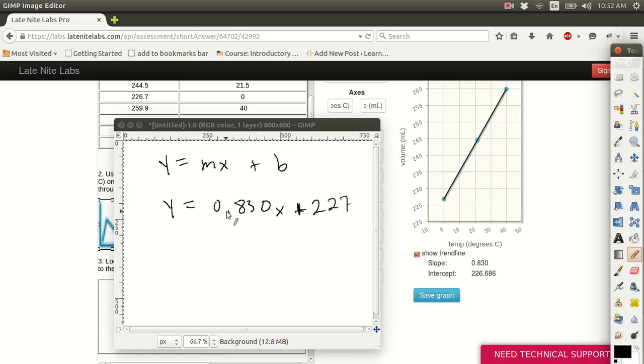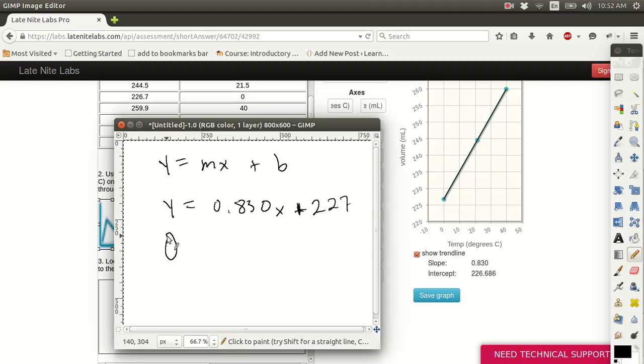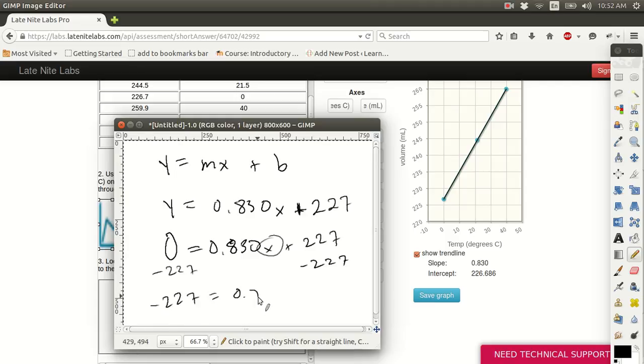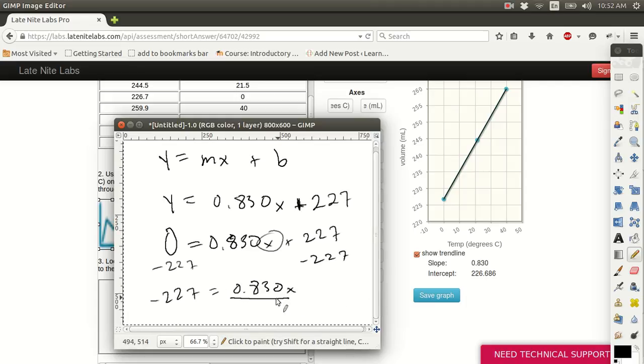So let's see what happens. y was the volume. Let's say the volume goes to 0, and then let's solve for the temperature, x. This is the temperature, the x-axis, so this x is the temperature. I'm going to solve this for x. Now watch what happens. I subtract 227 on both sides, so it's negative 227 equals 0.830x. Now I'm going to divide both sides by 0.830.